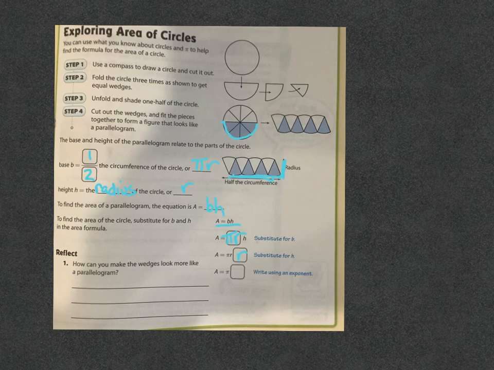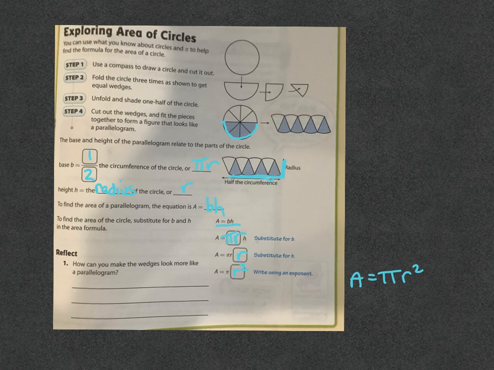And so I end up with pi times r times r. Let's just clean that up and have r times r be r to the second. Pi r to the second. Area equals pi r to the second, also known as pi r squared. So that's how they get the formula.